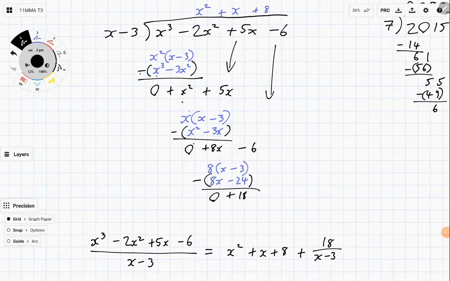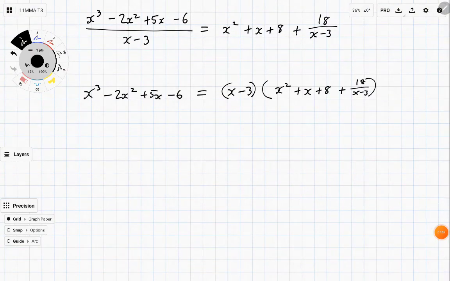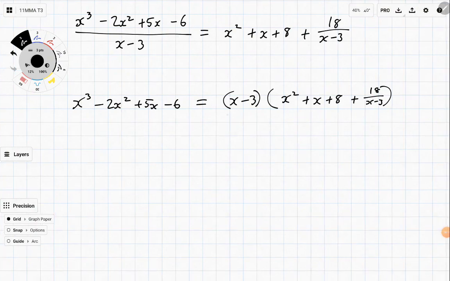Alternatively, here's another way of looking at it. Rather than thinking of dividing, well, this is a factor. And if I put the factor out the front, there's the remainder. Hence, this is going to be very useful for turning cubics into quadratics. It just depends on what you divide by.